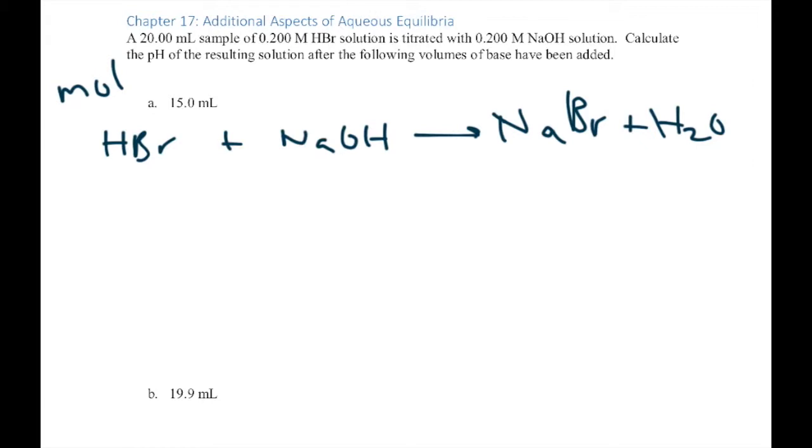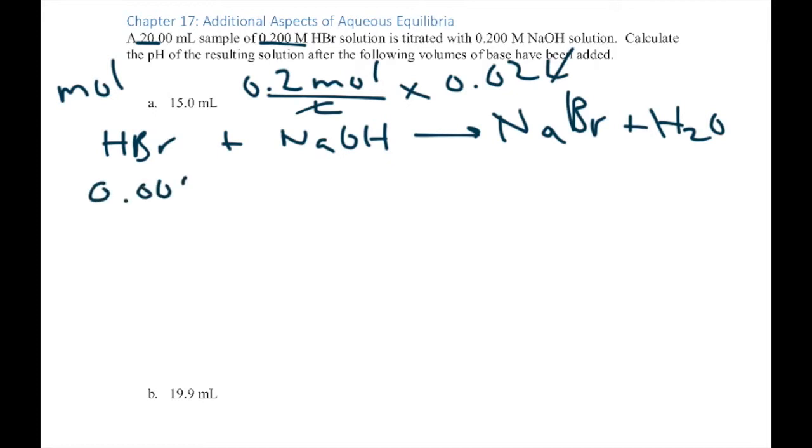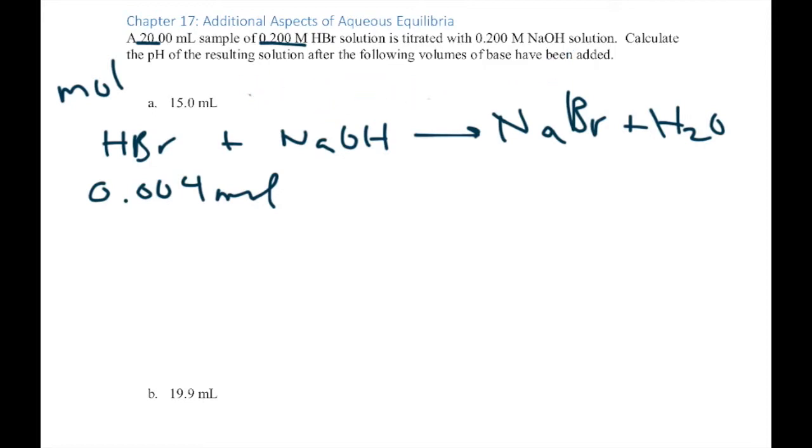So remember how I said earlier that when we have a molarity and we have a volume, I like to multiply them to get moles. So 0.2 moles per liter times 0.02 liters. Liters will cancel, and we will get 0.004 moles of HBr.